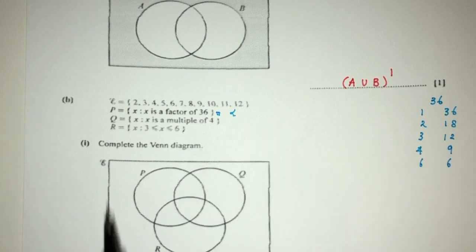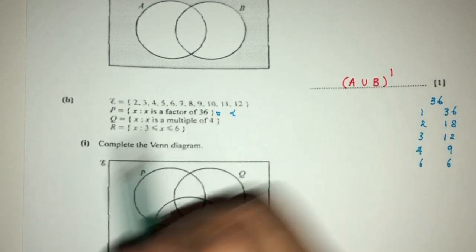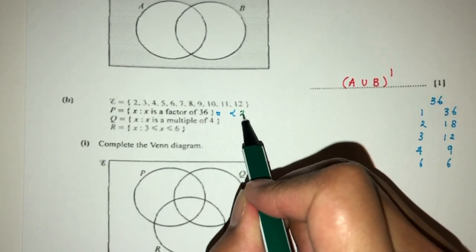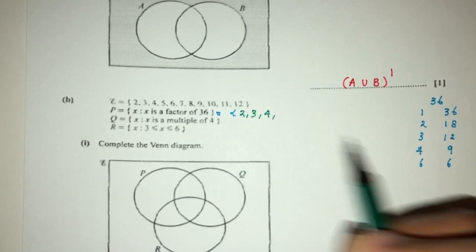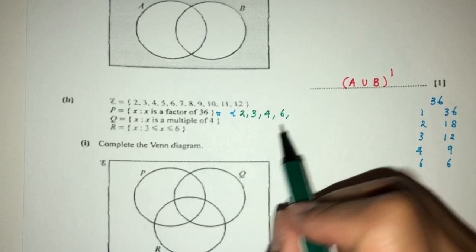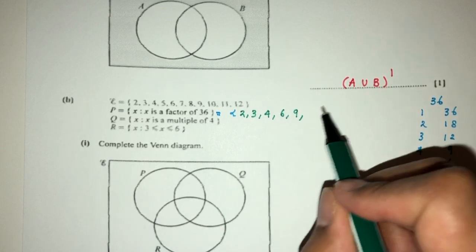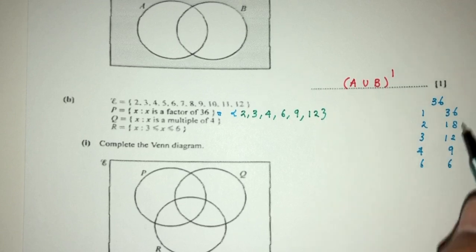Now we have to choose which one is in this set. So we have 2. We have 3 as well. We have 4. We have 6. Then we have 9. We have 12. And that's it. The rest we don't have, obviously. They will not be in that group.